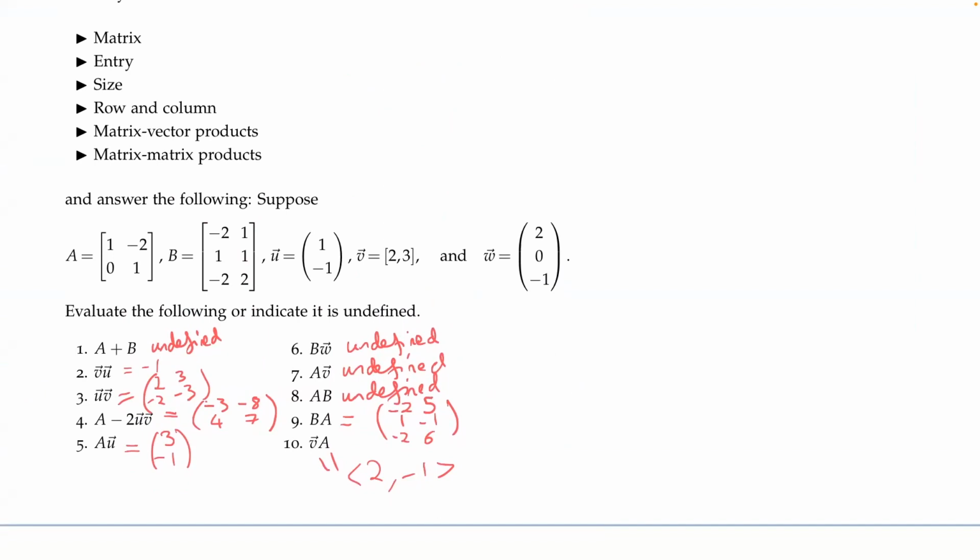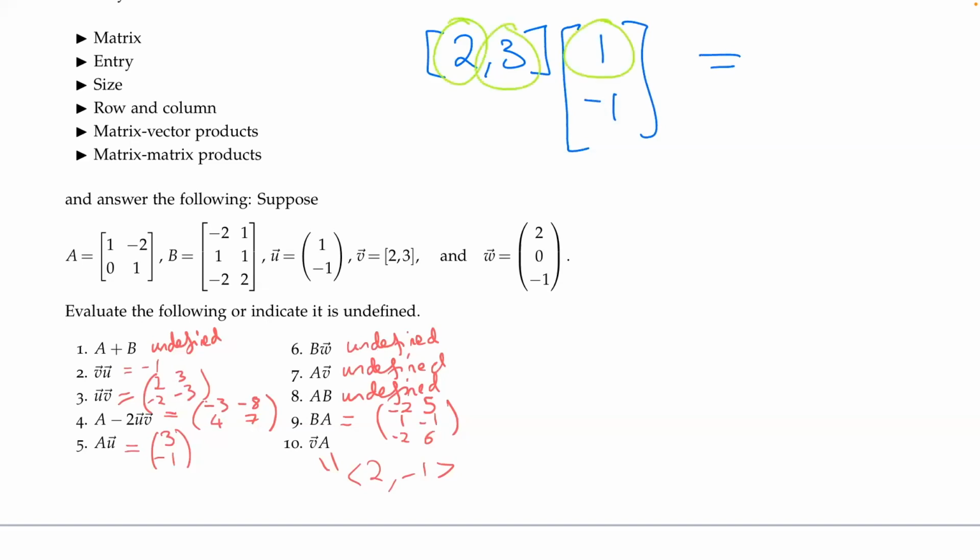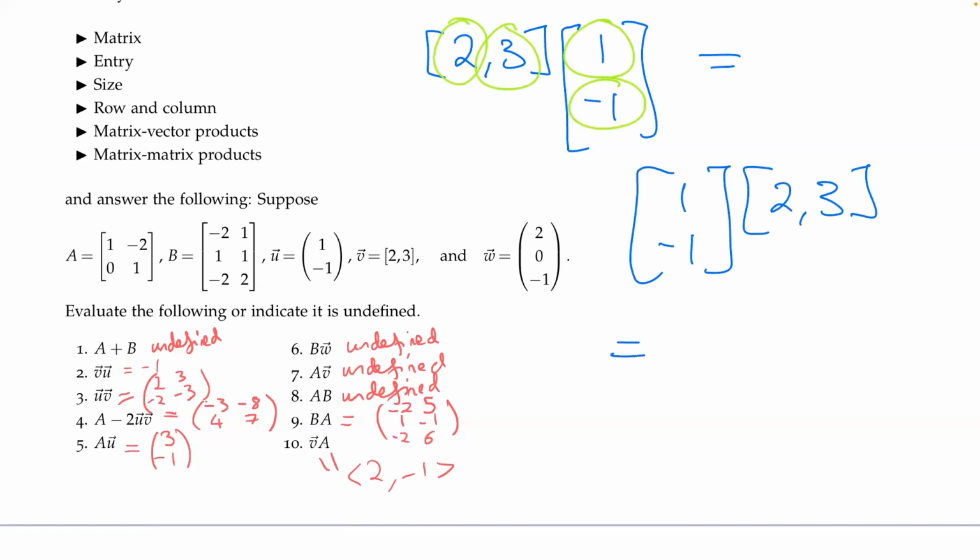Okay, so when we do V times U, let's just work through this one. If we do V times U, we've got this. So here, this is defined, and we have to do 2 times 1 and add it to 3 times minus 1. Okay, so we just end up with a scalar. If we do it the other way around, 1 minus 1 times 2, 3, here the first element is going to be 1 times 2, but we've already gone along the row. There's only one thing in the row, and there's only one thing in the column for the second one.